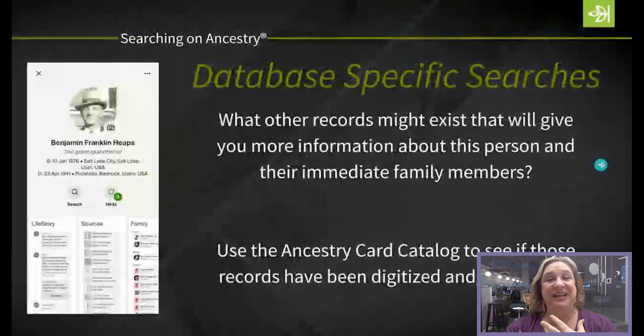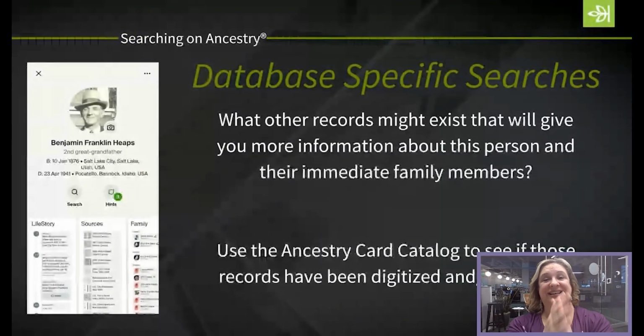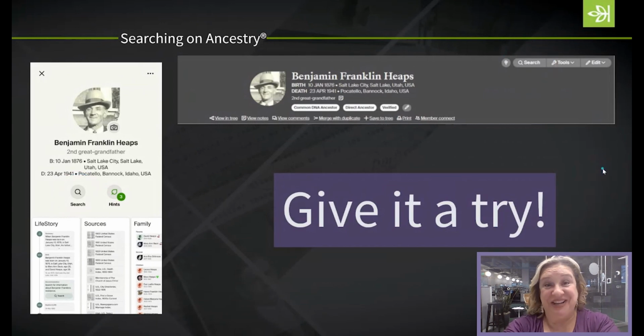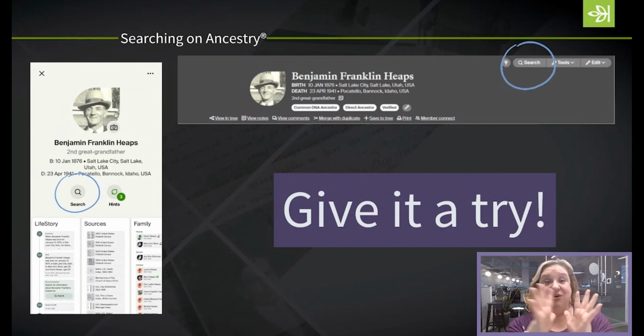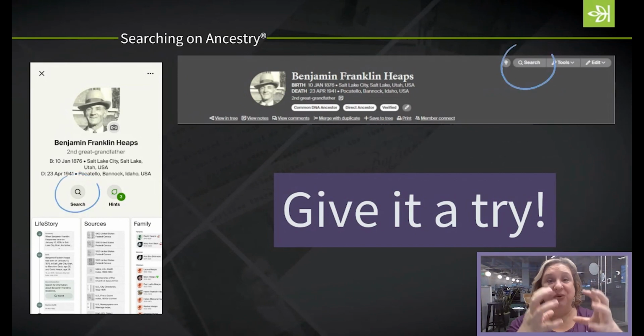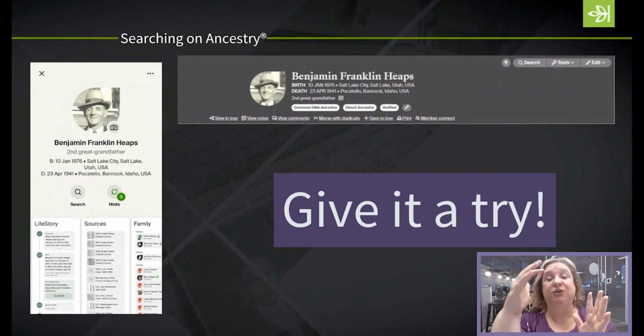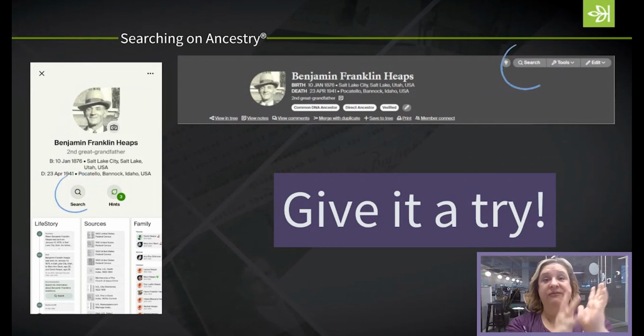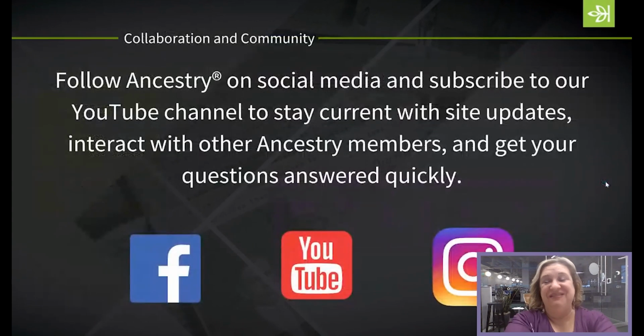So that's how I do database specific searches. Hints, search from tree, database specific searches. Now I'm going to invite you to give it a try. So go into a person in your tree, start with someone that you know quite a bit about, and do a search from tree, because that's going to help you build out more information about them, strengthen the links to their family connections, so that as you start moving into the spouse or children or parents that you know less about, you have more confidence that you're identifying the right people. I'm super excited to have you give that a try.